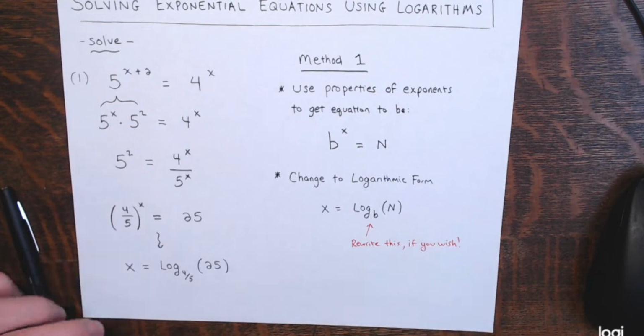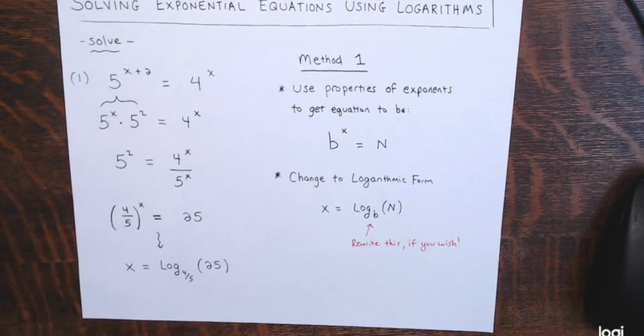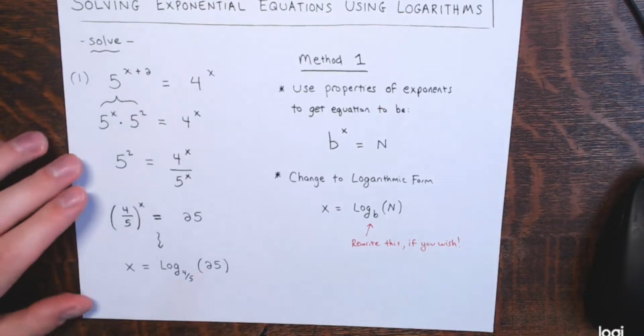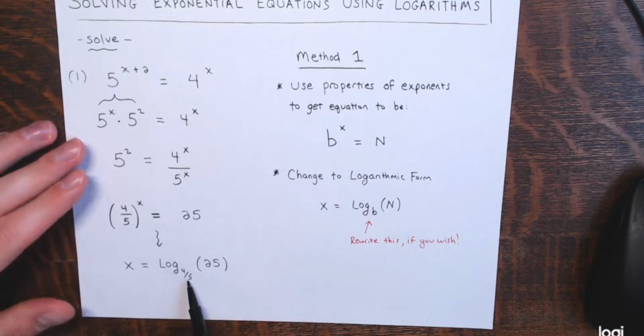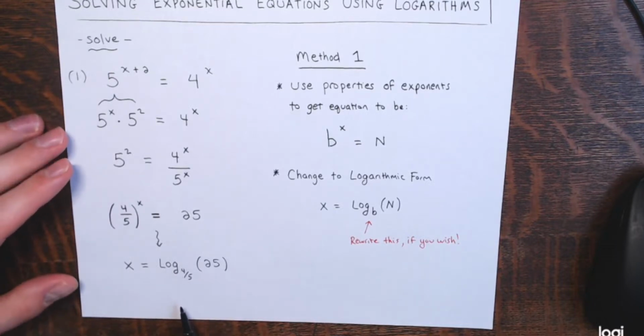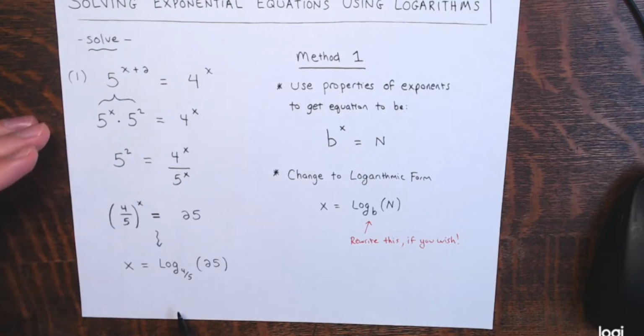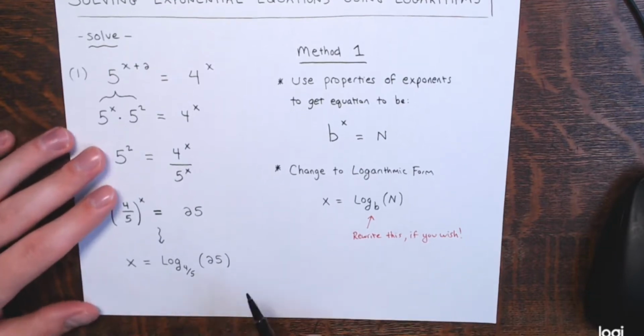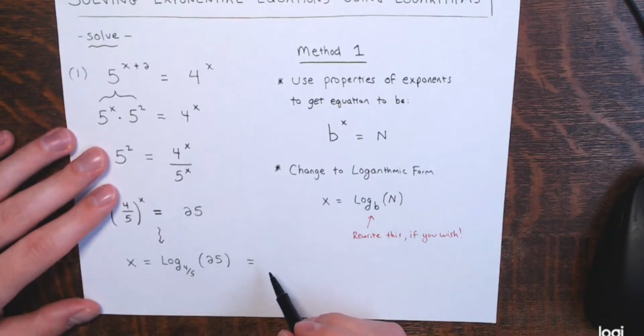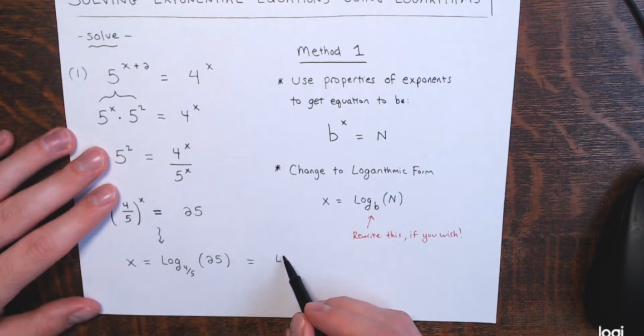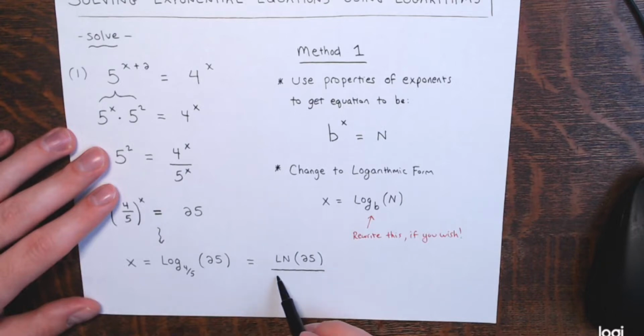Most calculators, because you're going to be asked probably to round these solutions to 2 decimal places, 3 decimal places, whatever, most calculators don't have a log base 4/5 button. They have a log base 10 log or a log base e, the natural log button. So I'm going to rewrite this using that change of base rule, which again I'm assuming you know. So instead of the log base 4/5 of 25, I'll make this the natural log of 25. But then don't forget to divide by the natural log of the original base, which was 4/5.